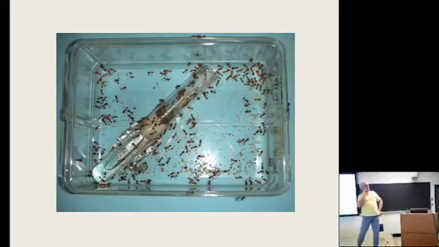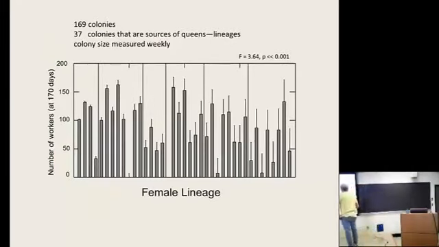So these are the results for colony growth rates, basically. From 169 colonies in this data set, 37 source colonies, so that's 37 different natural lineages. And that's what is summarized here: the average colony size of the colonies that are headed by queens that came from a particular source. We measure colony size weekly, but here at 170 days.